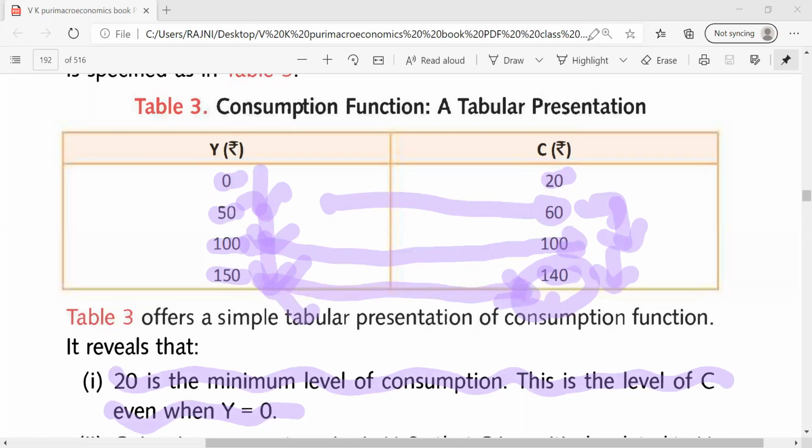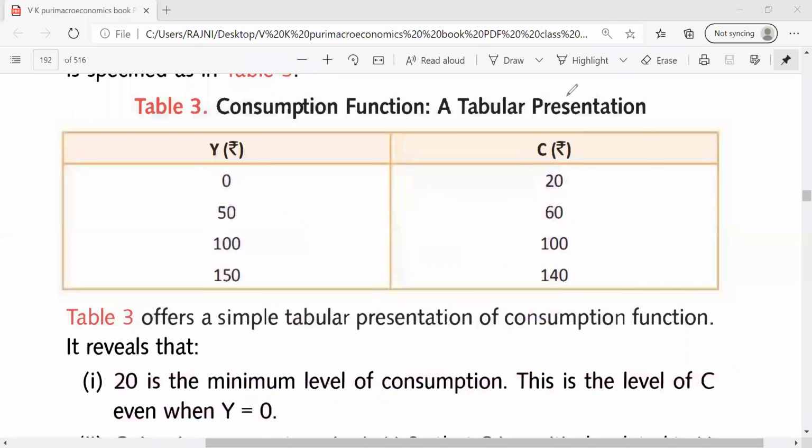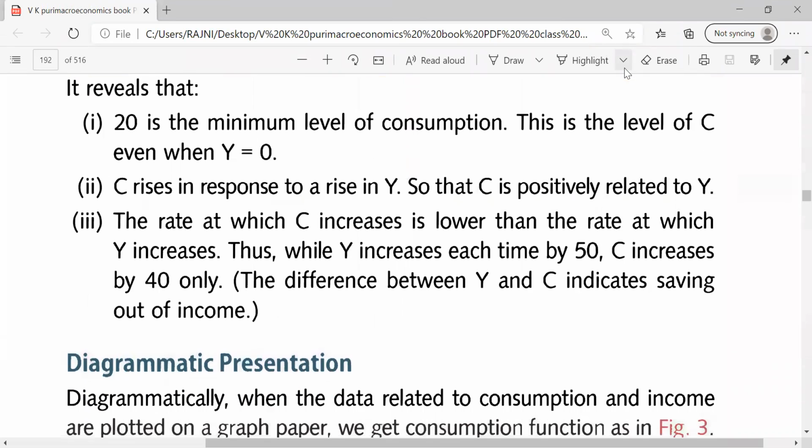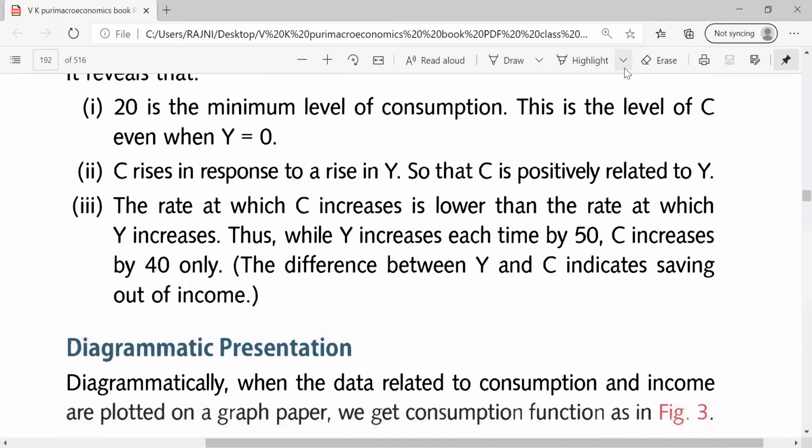So here we can conclude it very easily with the help of a diagram. We can say with the help of a table initially, we can get the conclusions very easily that 20 is the minimum level of consumption. Then consumption rises, consumption increases with respect to the increase in income. So consumption is positively related to the income.